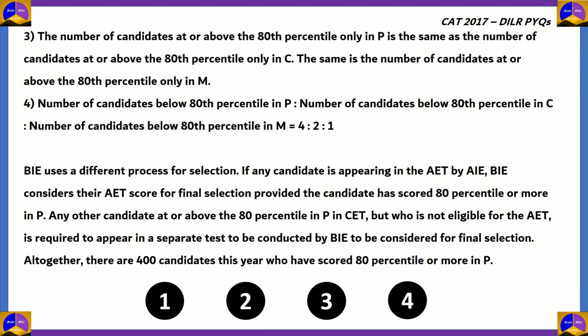So from statement 1, we know that H equals 0, which means A plus B plus C plus D plus E plus F plus G, of course, would be equal to 200, which is the total pool of candidates. Now, let's look at statement 2.